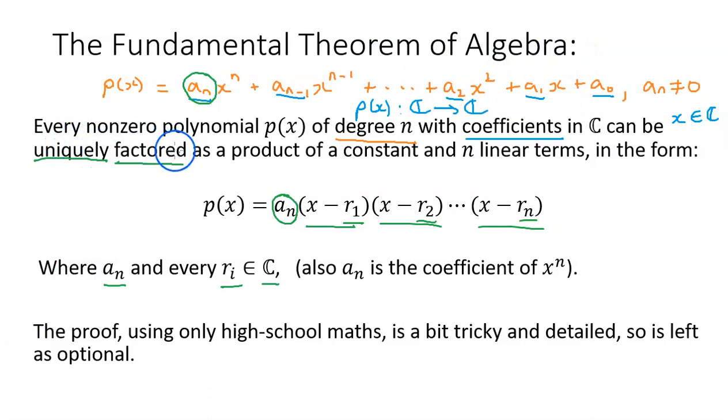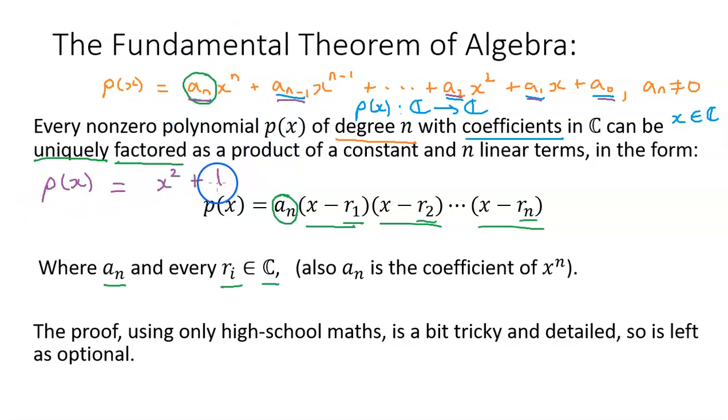Now, a few important details in the interpretation of this thing. So the polynomial p of x has coefficients in C. So that's these guys here. So a_(n-1), a_2, a_1, a_0. So these can be any complex numbers, including real numbers. For example, p of x equals x squared plus 1.